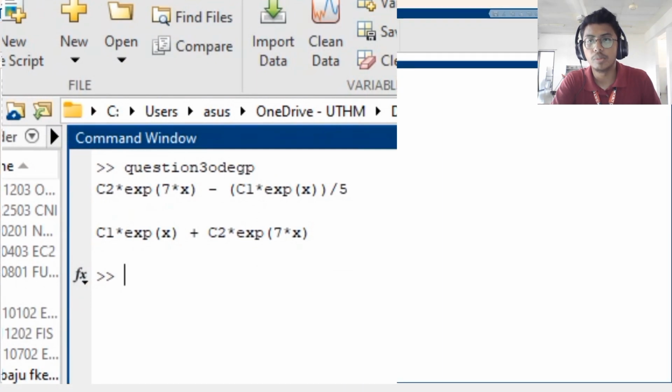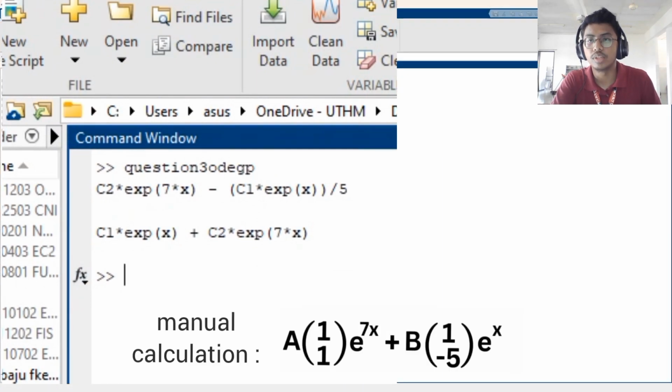Okay, this is our command window. So I will zoom, or cannot zoom. Okay, so y1 is equal to c2 times exponent 7x minus c1 times exponent x over 5, and y2 is c1 times exponent x plus c2 times exponent 7x. So notice that c2 is our a and c1 is our b.